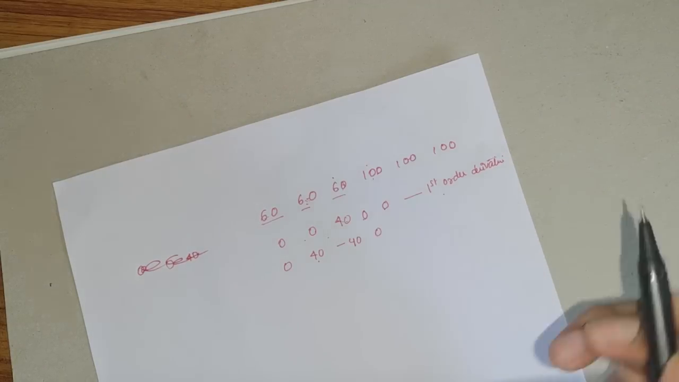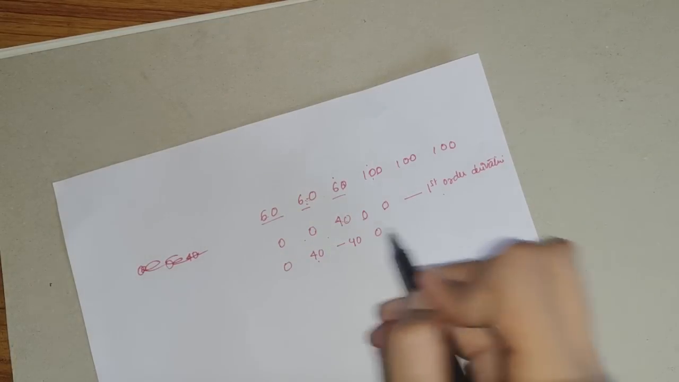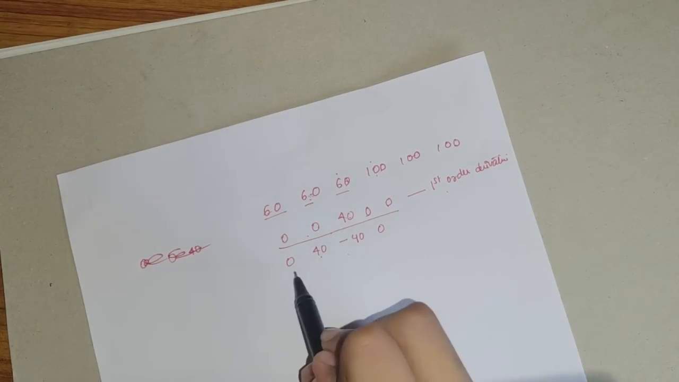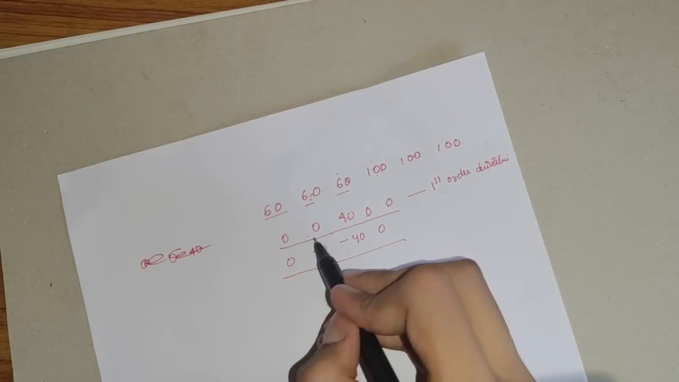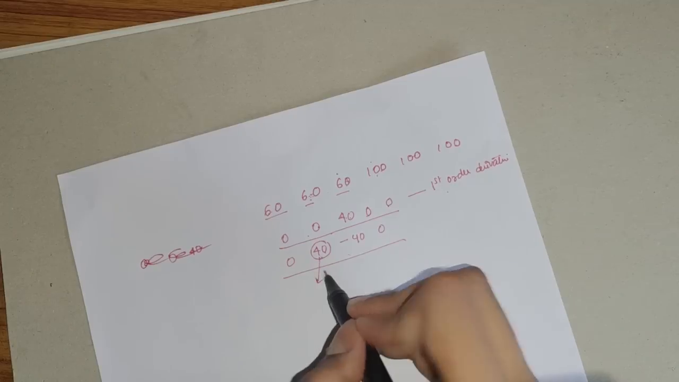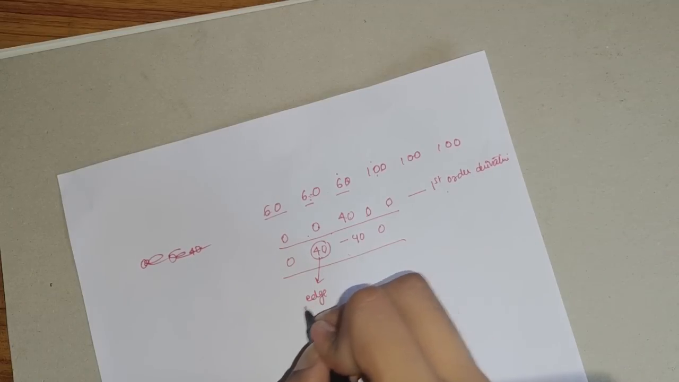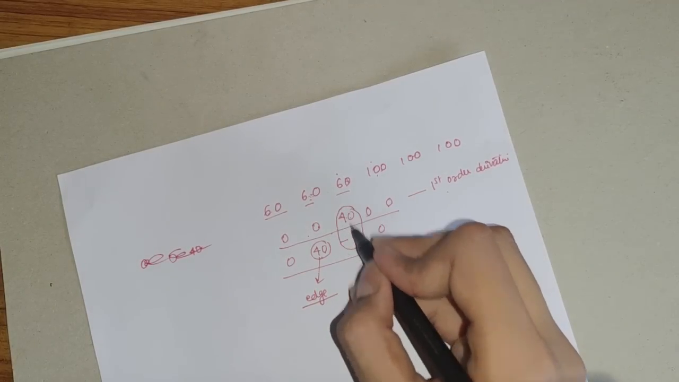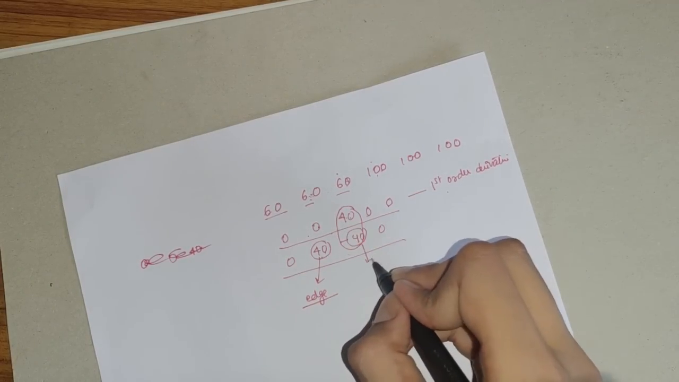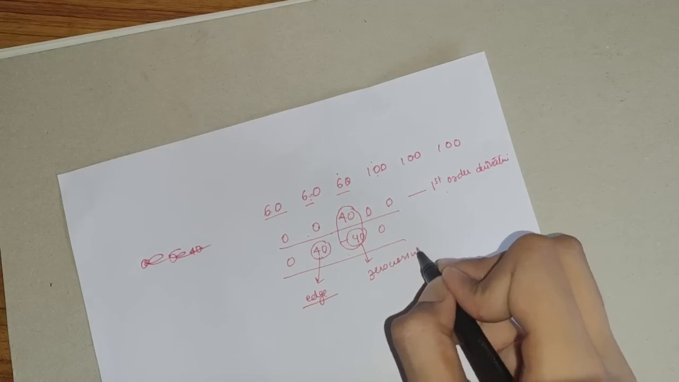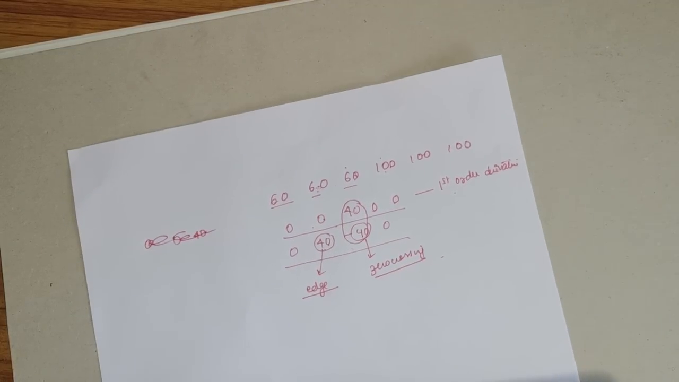Now you can see there is a significant change in the value of the pixel. This was my first order derivative, now this is my second order derivative. Here it was 0, here I have got a 40. Now this 40 indicates that I have an edge. Also I have got a negative value here, minus 40. This minus 40 will indicate a zero crossing.